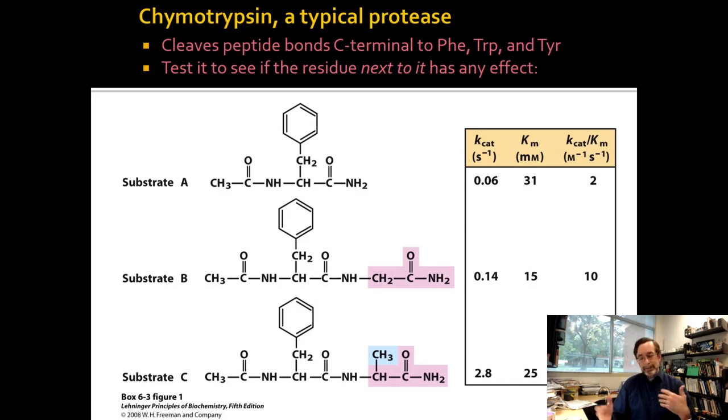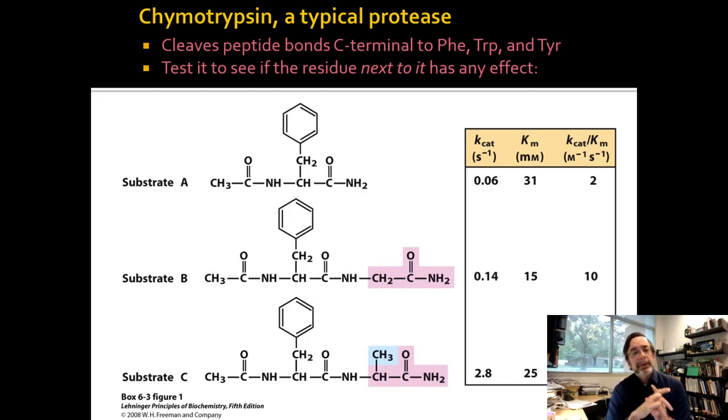So the question is, we know that P1, the ringed molecule, is really important. Does P2, the next residue, have any effect on how things work? And that's what this is testing. This is going to test to see if it affects the catalysis of breaking the amide bond or the Km of the substrate binding to the pocket.